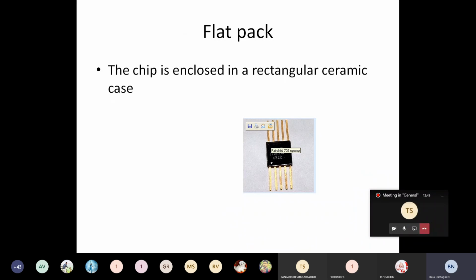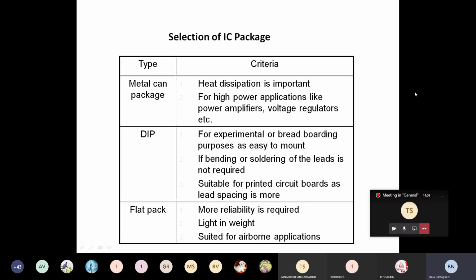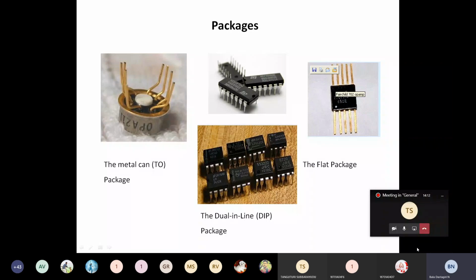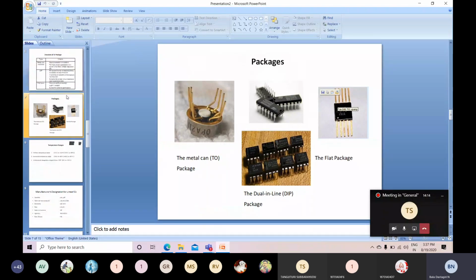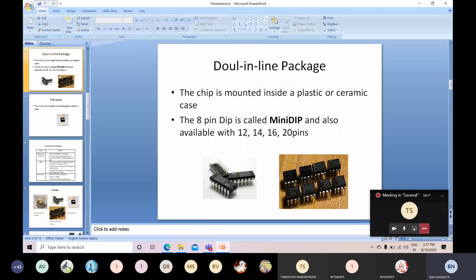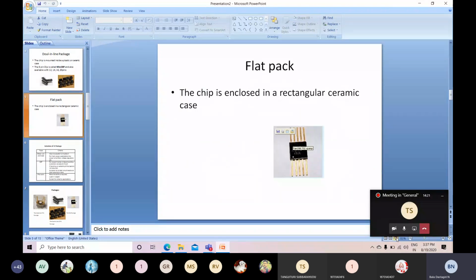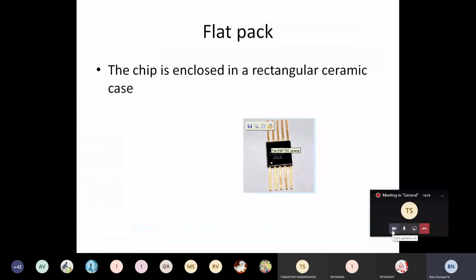The next one is flat pack. Here you can see the flat pack. The Fairchild 702 op-amp is an example of this. You have seen this type of ICs in the lab also. The chip is enclosed in a rectangular ceramic case. If you are talking about the dual inline package, the chip is mounted inside the plastic, but in this case the chip is enclosed in the rectangular ceramic case. So it is the flat pack. These are the three types of packaging.